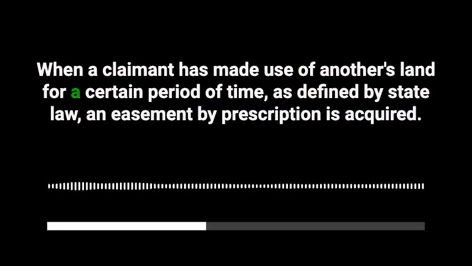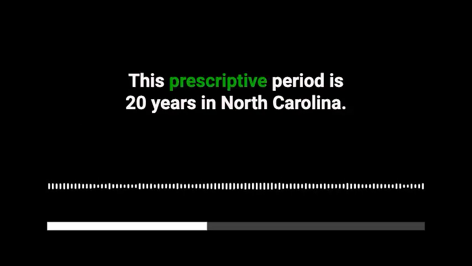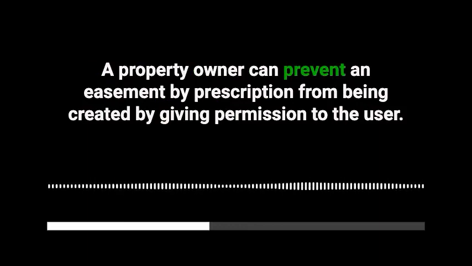Prescription. When a claimant has made use of another's land for a certain period of time, as defined by state law, an easement by prescription is acquired. This prescriptive period is 20 years in North Carolina. The claimant's use must have been continuous, exclusive, and without the owner's approval. Additionally, the use must have been visible, open, and notorious, so that the owner could have readily learned of it. A property owner can prevent an easement by prescription from being created by giving permission to the user.